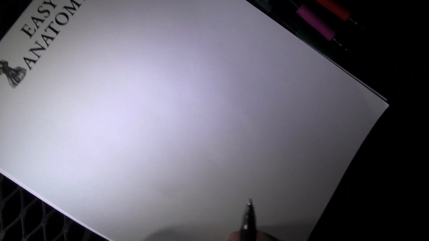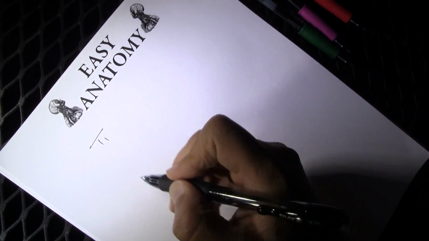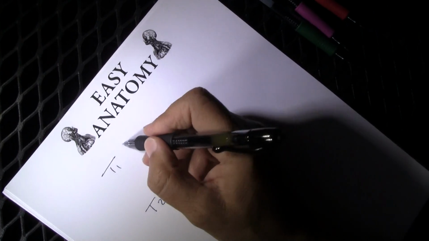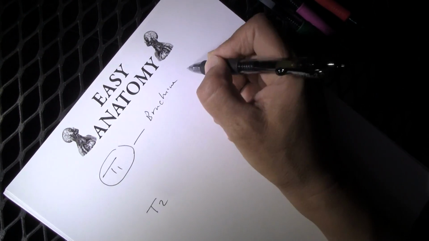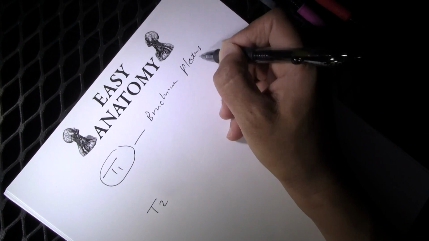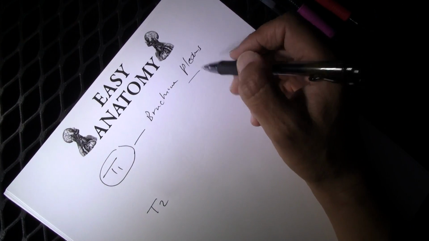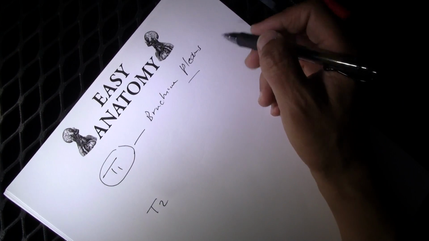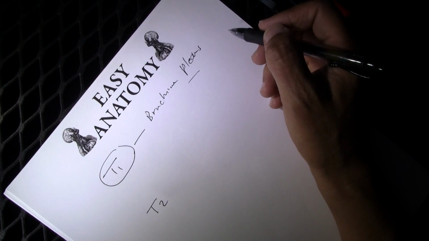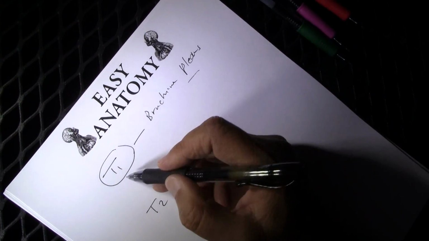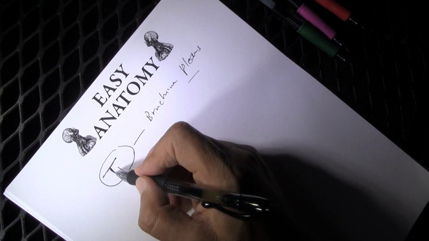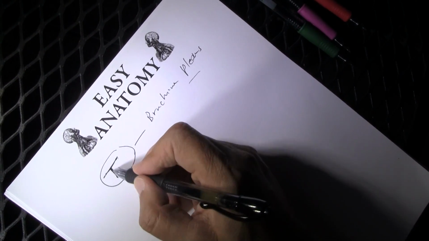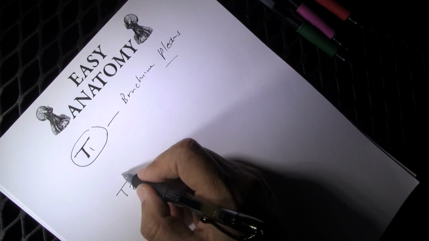How about number 1 and 2? T1 and T2. T1 is part of brachial plexus, correct? Remember brachial plexus, how it is formed? You have C5 and C6 form upper trunk, C7 continues as middle trunk, and C8 and T1 form the lower trunk. So T1 is not only limited to the intercostal space but also contributes to brachial plexus.